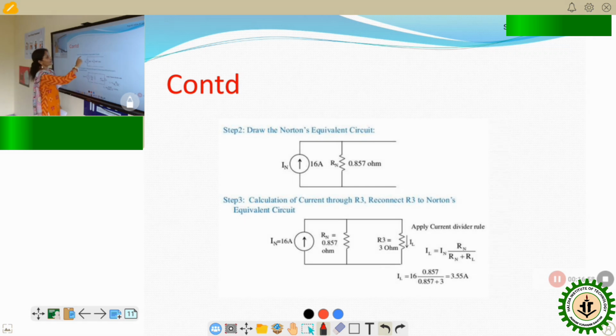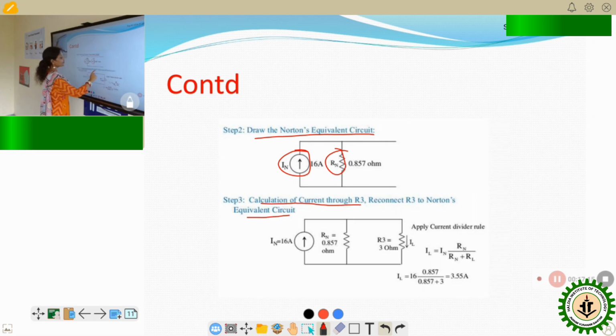And this is the Norton's equivalent circuit. That is IN 16 ampere and RN 0.875 ohm. Now the last step, calculation of current through R3 and reconnect R3 to Norton's equivalent circuit.